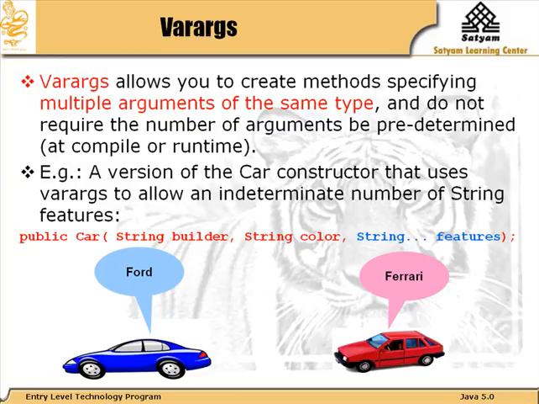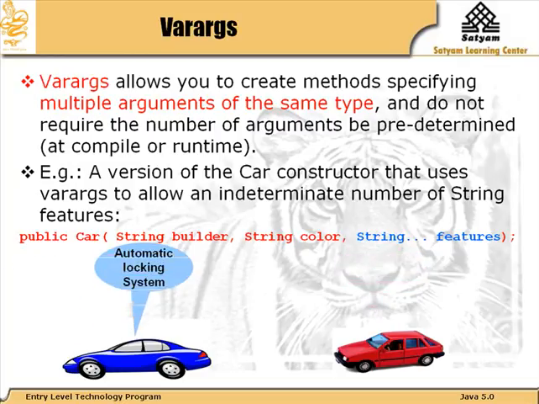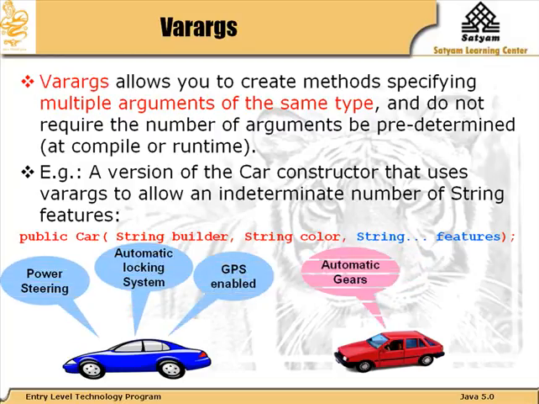Here are the two builders of the car, Ford and Ferrari. The color of the car. The features of the first car and the features of the second car. If you have noticed, the number of features of car 1 is different from car 2. The first car has power steering, automatic locking system, and GPS enabled. Car 2 has automatic gears and power steering.